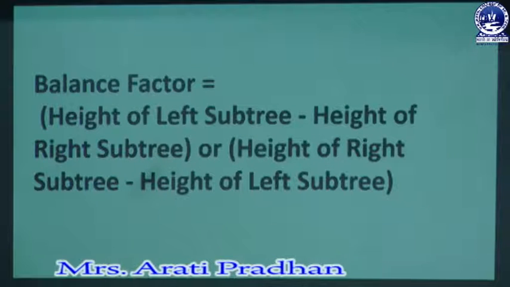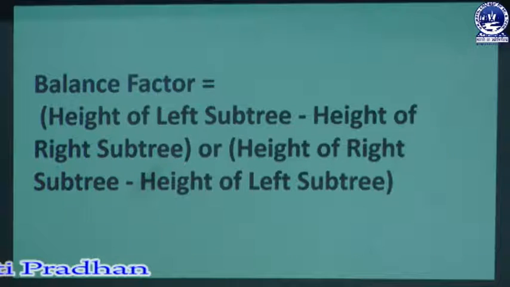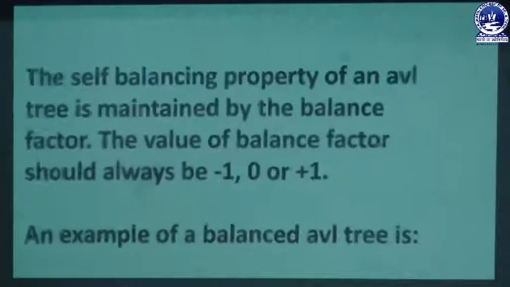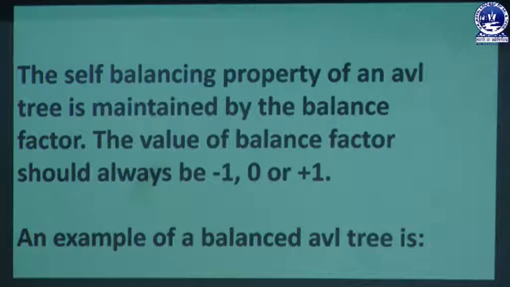Now I have mentioned the formula on the basis of which you can calculate the balancing factor. Balance factor equals height of left subtree minus height of right subtree, or height of right subtree minus height of left subtree, because it may be either minus 1, 0, or plus 1. The self-balancing property of an AVL tree is maintained by the balance factor. The value of the balance factor should be minus 1, 0, or plus 1.